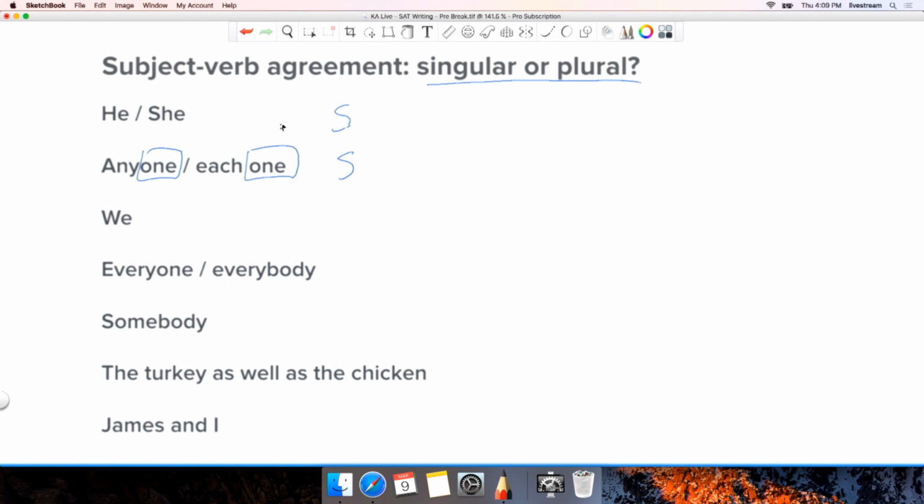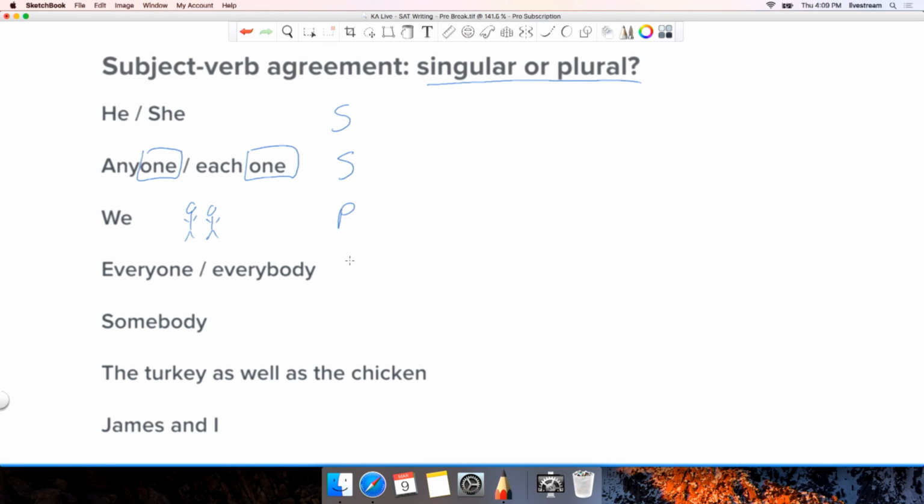Okay, now what about we? We is plural. So, multiple people. You've got a few stick figures here, like that. Now, what about everyone and everybody? Singular or plural?